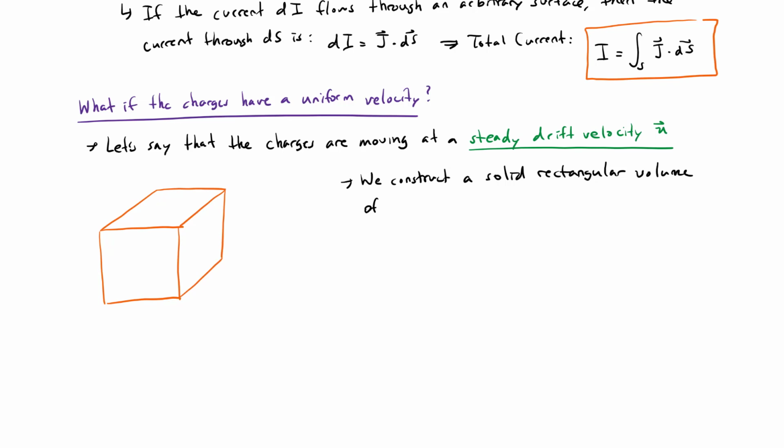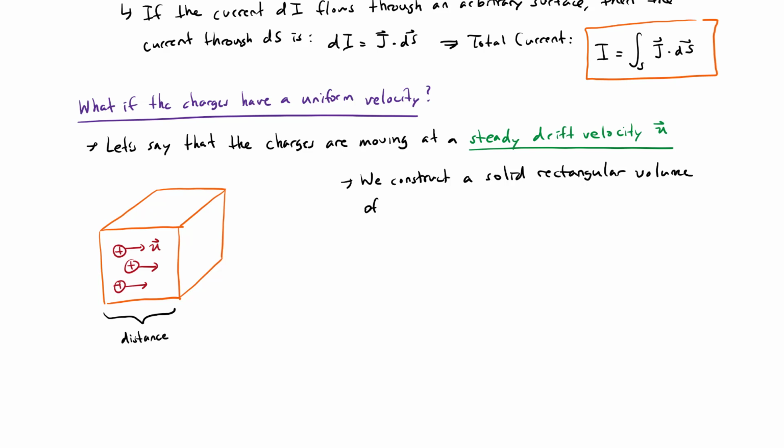And how do we figure out this volume? So we take a look here. This is some distance d that the charges are moving. So let's assume that there's also charges inside this volume that are moving this way at some speed u.